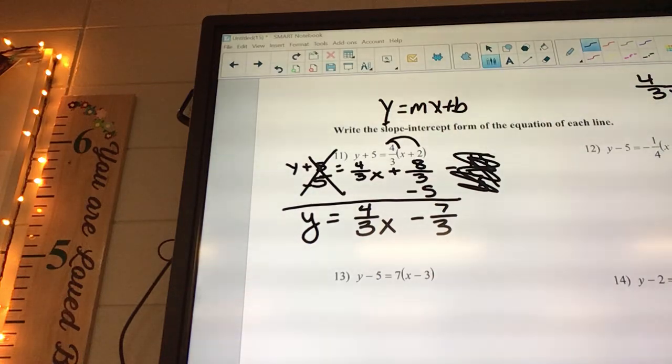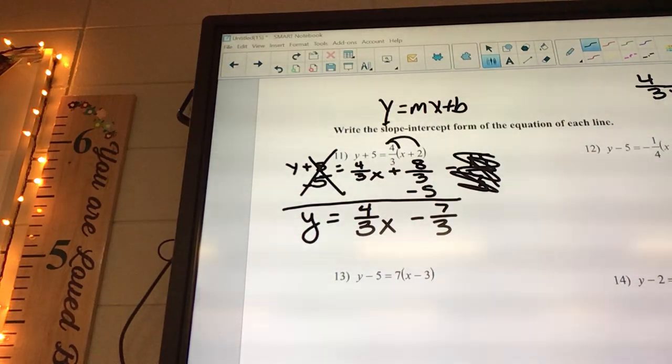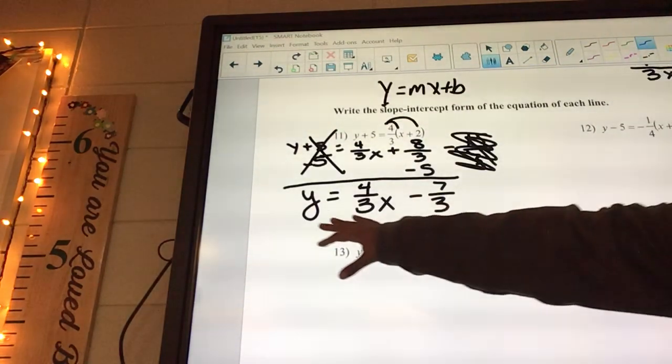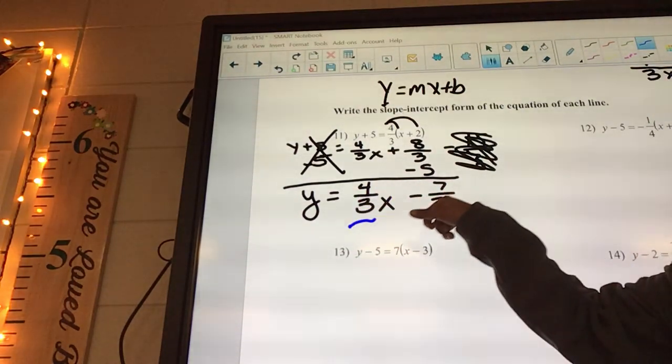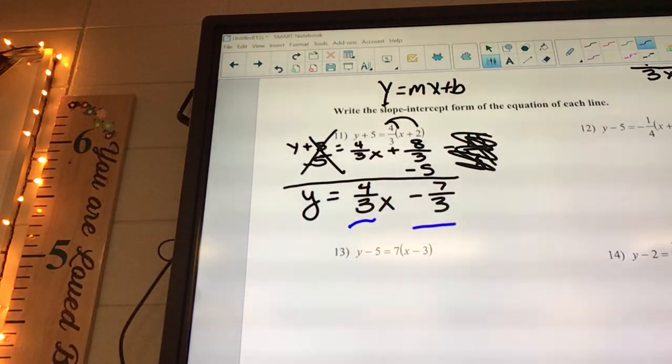Okay, so if you didn't get that, then that's something we need to figure out, okay? That way you can use your calculator to type. If you don't know what you're doing, then please let me know. Okay, so if we look at this first one, again, if we were looking at number 1, my slope is 4/3, my y-intercept is negative 7/3. Okay, we took it from point slope to slope-intercept.